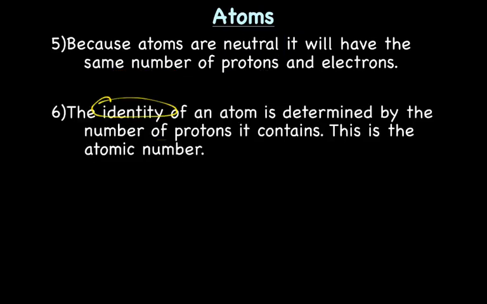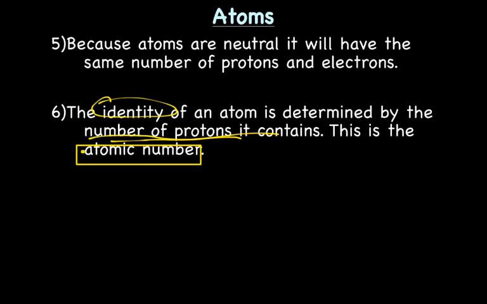The identity of an atom is determined by the number of protons it contains. So if an atom has one proton, it's going to be hydrogen. If it has two protons, it will be helium. And if it has three protons, it'll be lithium, and so forth and so on. We call the number of protons the atomic number. The atomic number can be found on the periodic table. It's usually up at the top, and it's a whole number, not a decimal.